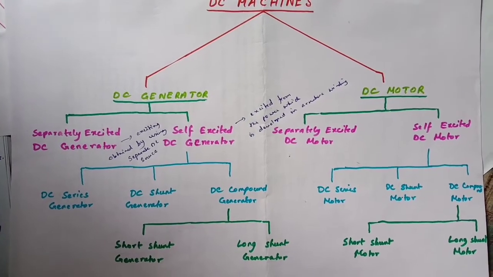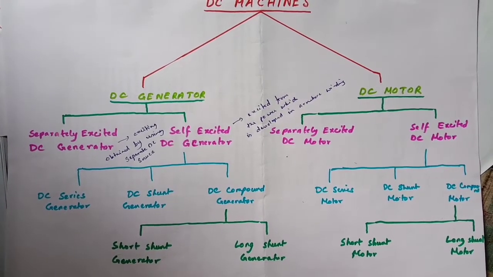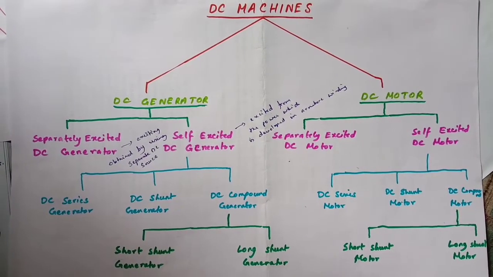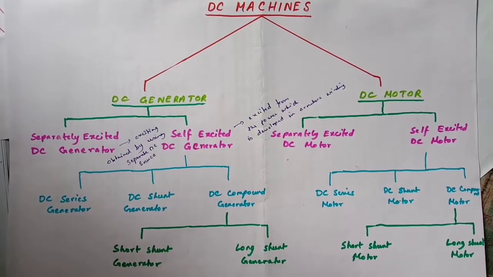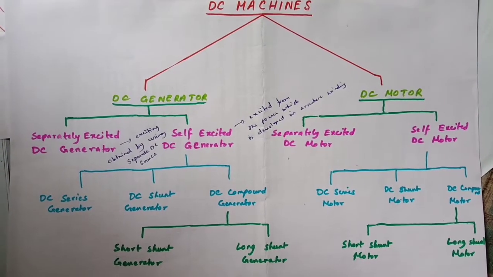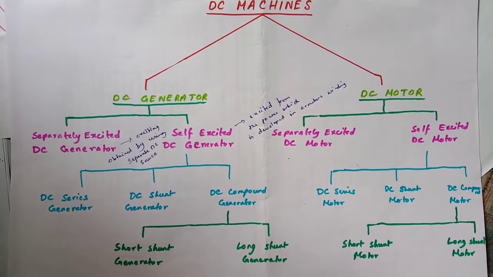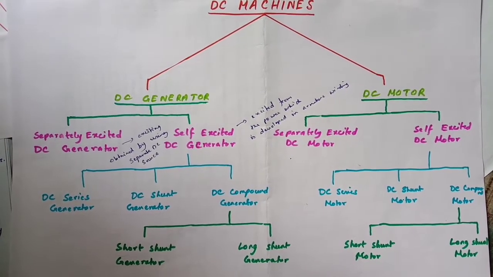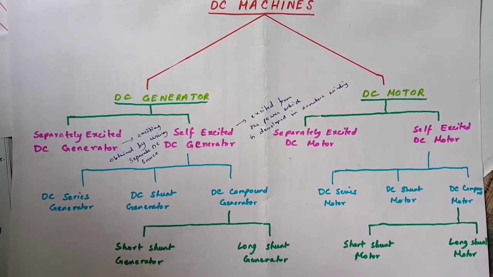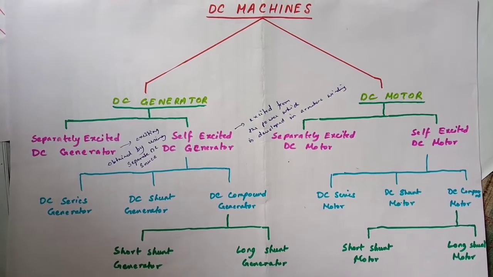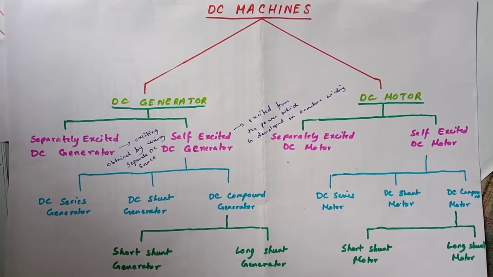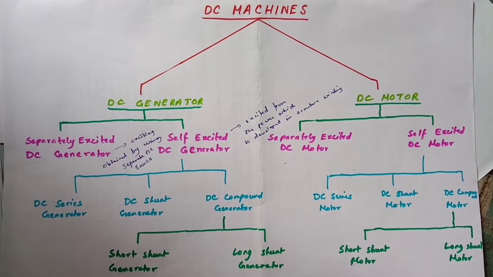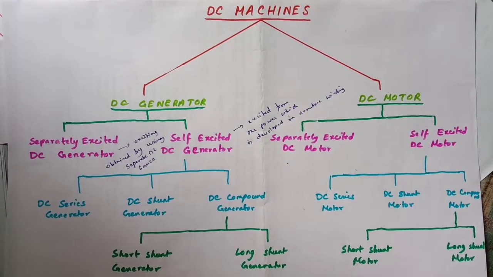Hello friends, today we will learn about DC machine, its construction and its classification. So let's get started. A DC machine is a kind of machine that operates with DC supply for the generation of unidirectional torque or current. A DC machine can be divided into two kinds of machine, that is the DC generator and DC motor.